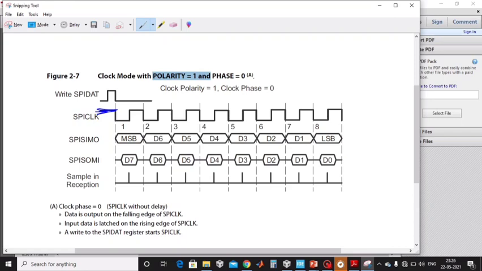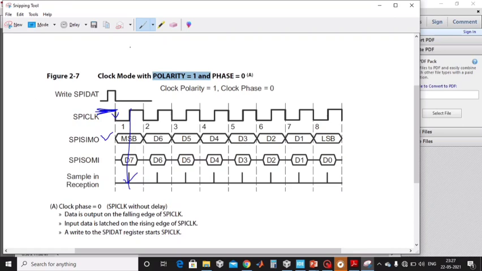Clock phase is 0. This is also very simple. Clock phase 0 means there is no phase difference between the clock and the data output of the master. Data output of the master is in sync with the clock. So in this example, master is outputting its data on the falling edge. It is clear in this timing diagram, and master is sampling its data on this rising edge. On this falling edge, master is updating its data, and on this rising edge, master is sampling the data.